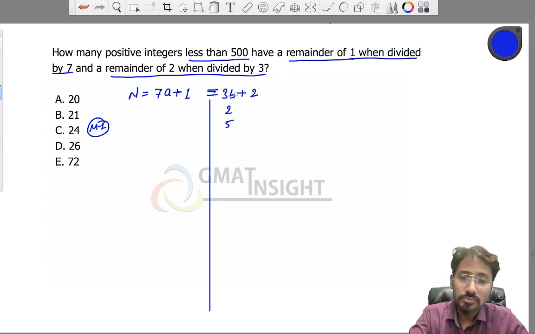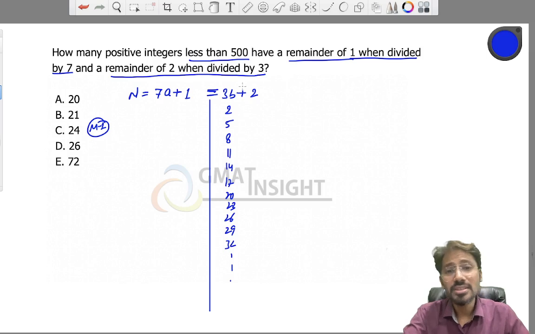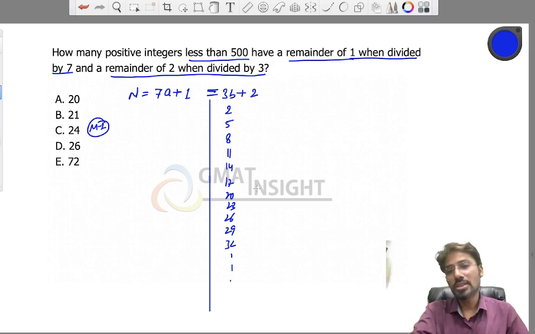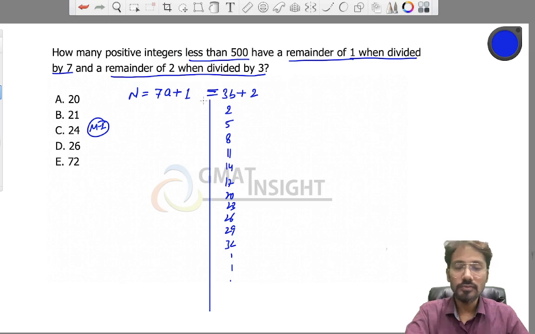Then how did I get the first number? By placing b equal to 0. So 2, 5, then I have 8, 11, 14, 17, 20, 23 and so on. So I can just keep finding such numbers: 23, 26, 29, 32, etc. But since these are multiples of 3, there will be too many, because in just 100 numbers you see 33 multiples of 3. So let me just focus on the multiples of 7 plus 1.